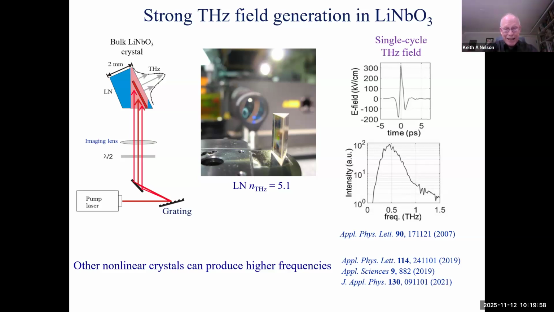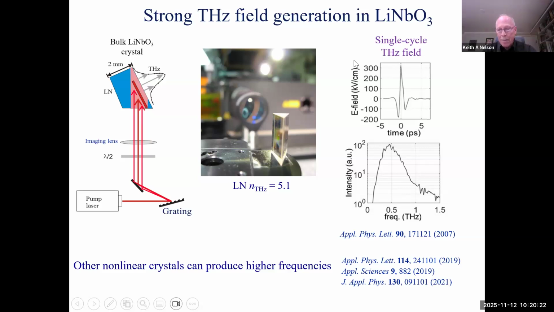So the prism is cut so that the terahertz field can leave at normal exit to minimize the reflection. What typically gets generated is basically a single cycle terahertz field, just like the ripple that you saw before. So here's a typical electric field profile. This was calibrated, so this is about 300 kilovolts per centimeter.